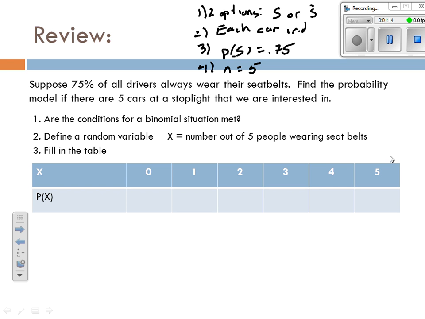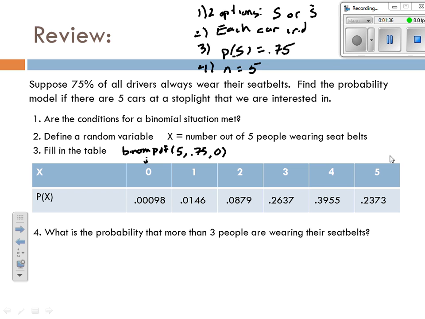So fill in the table. This isn't anything tricky for us. Right here we can do binomial PDF, and so a trial of 5, probability of 0.75, that we get x equals 0, and so on and so forth. Quickly fill in the table now that we have that binomial PDF function in our calculator. And so once we're here, what's the probability that x is greater than 3? We could try to use the binomial CDF if we wanted to, but the fact that we've already filled in the table, let's not do that.